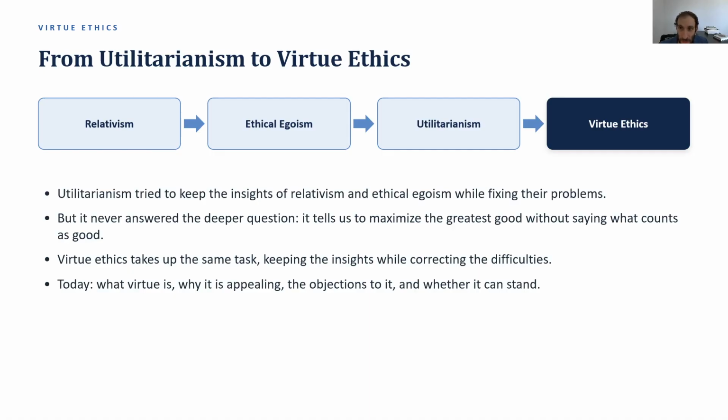Virtue ethics, like the past theories, will try to incorporate all the previous insights while attempting to correct apparent difficulties from the past views. Here, we will focus on what virtue is, why it is appealing, some possible objections to virtue ethics, and finally, whether virtue ethics can stand against those objections. And so let's get started.